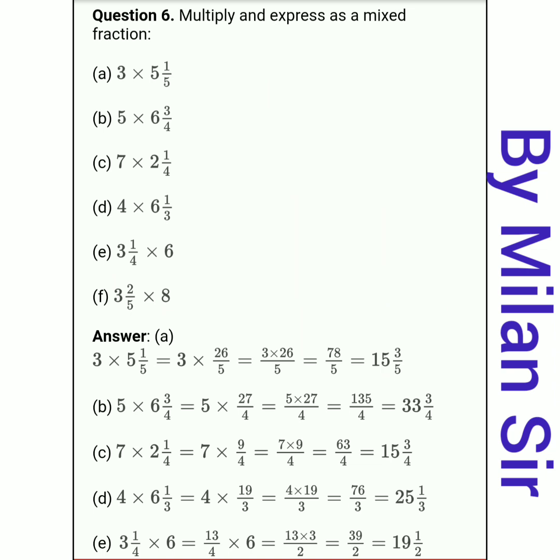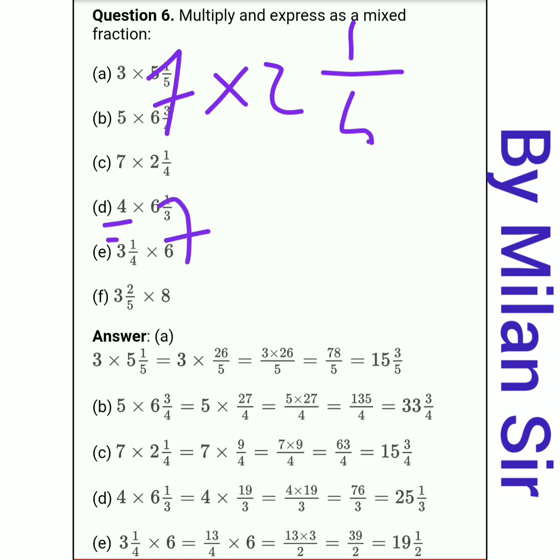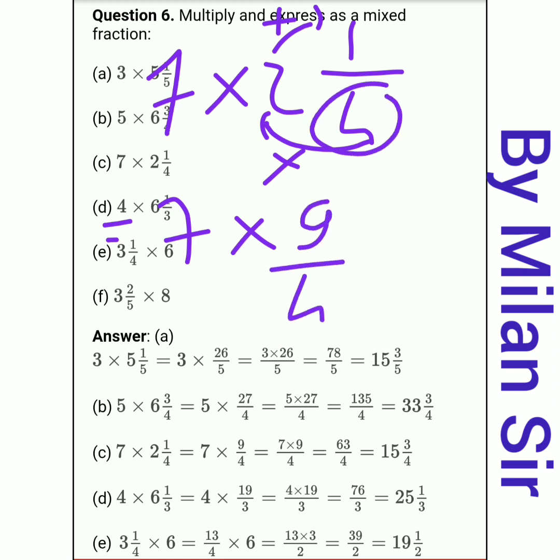Okay, next third question. 7 multiply 2 integer 1 by 4. So first of all convert this mixed fraction into improper fraction. So first of all 4 2s are 8 plus 1, we need to add our numerator. So 4 2s are 8 plus 1, it is 9, divide by 4 as it is.